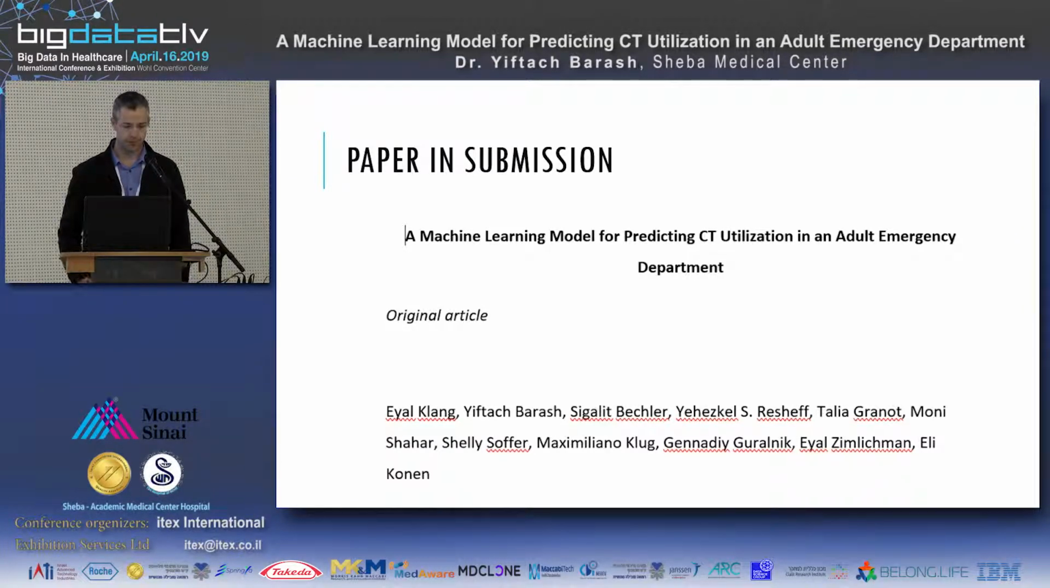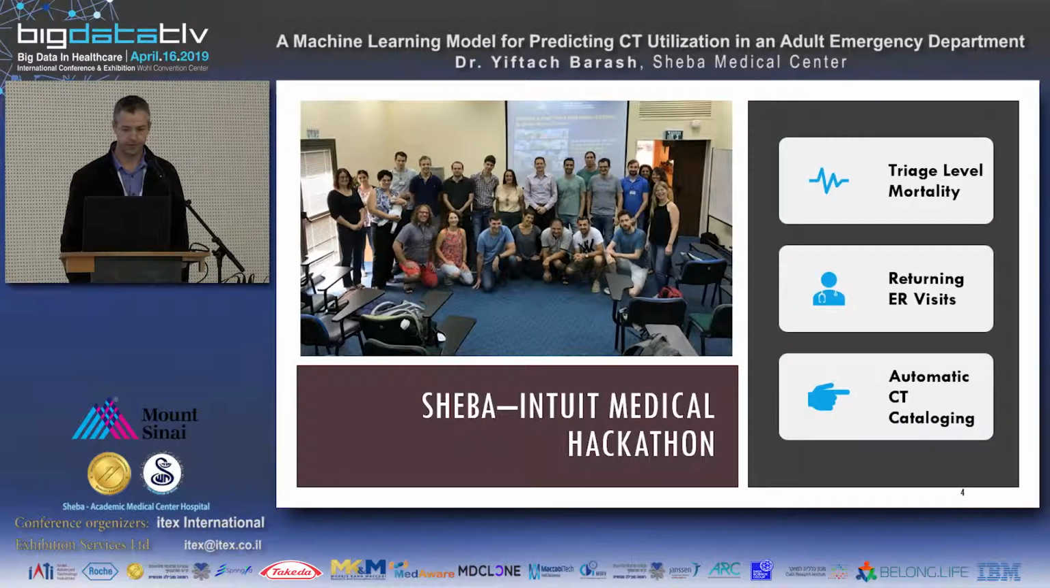Currently there's a paper in submission, and you can see the authors that collaborated in the research. Before I start, I want to say that this research was a part of a collaboration that we did with Intuit company, in which data scientists from the company came to a 3-day hackathon at Sheba and worked with us on different projects. In this event, we collaborated on different machine learning projects, and some of them got published.